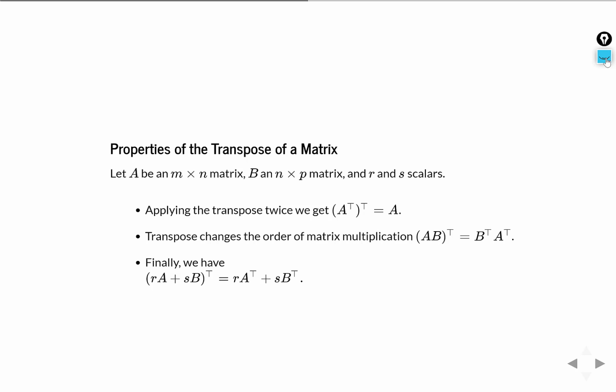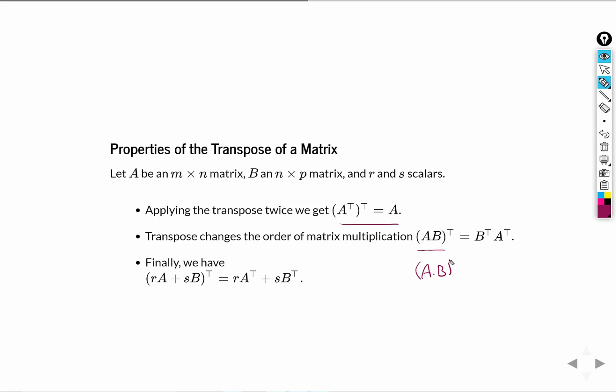The properties of transpose. The transpose of A transpose is A itself. If we have A times B, its transpose is B transpose times A transpose. Recall that we have a similar relationship for the inverse of matrices. Maybe this helps to remember both of these formulas.